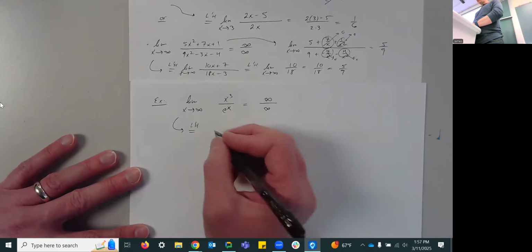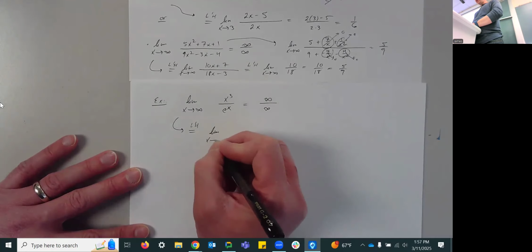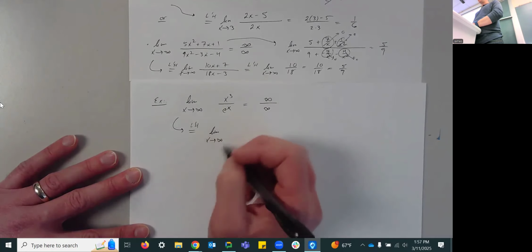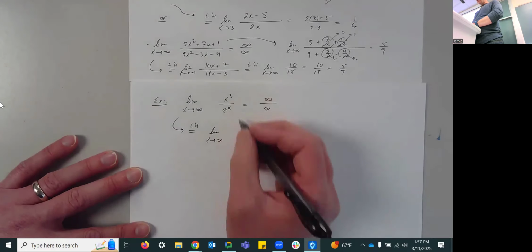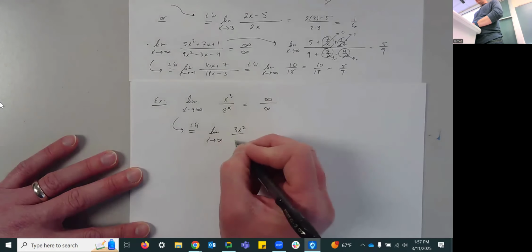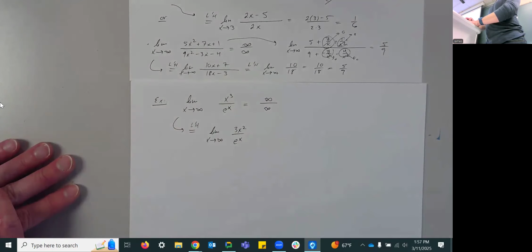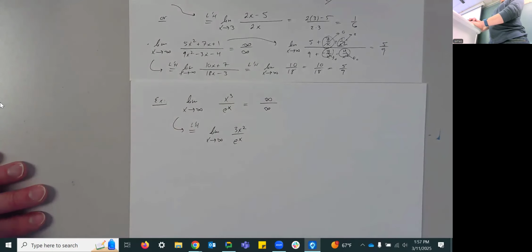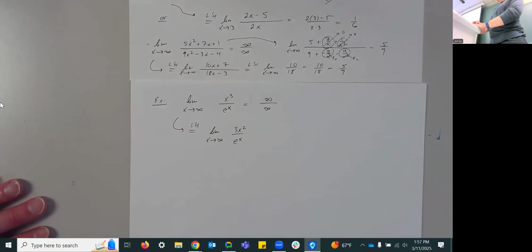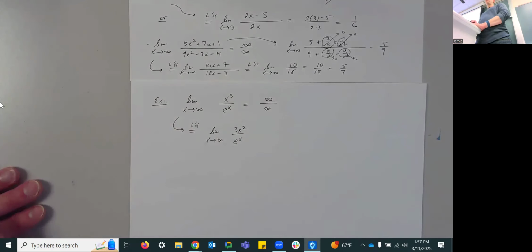You use L'Hopital's rule one time. You say, okay, great. Limit as x goes to infinity. You still have to write the limit every time. Derivative of the top is 3x squared. The derivative of the bottom is e to the x. I don't actually want to plug it in right now. I just want to think about what would happen if I plugged in. If I plugged in infinity, I would still get infinity over infinity, which is still the same sort of indeterminate form, so I'm going to do it again.